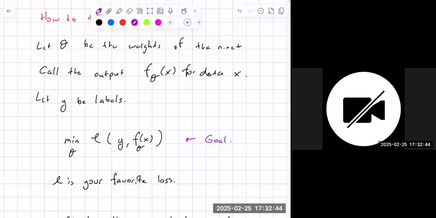Of course, I put a link to this on Canvas as well. Then you decide on your activation functions. I don't know, let's say ReLU. We did not talk about regularization yet. We will talk about it after spring break when we do optimization. This is a trick to avoid overfitting.